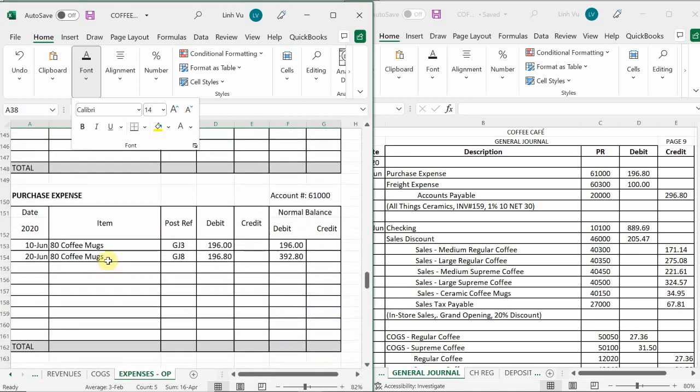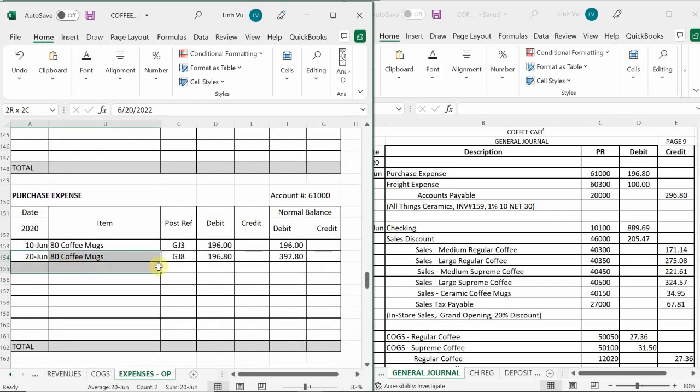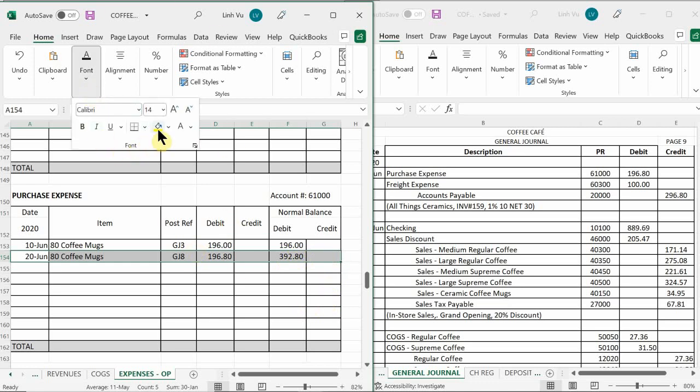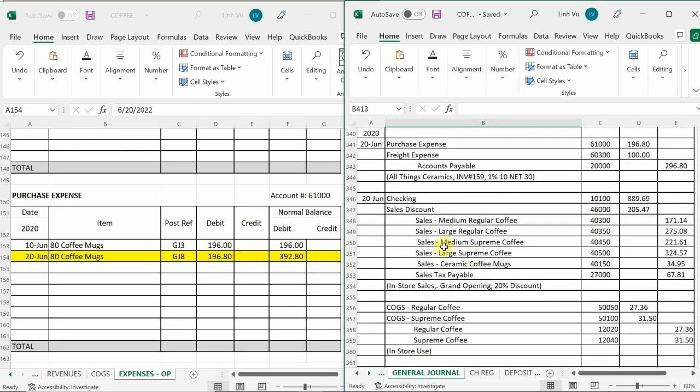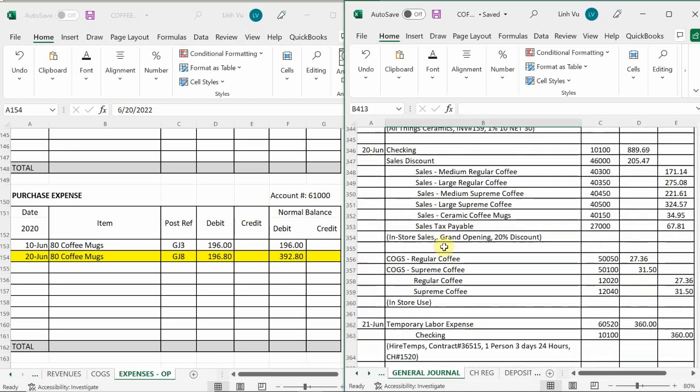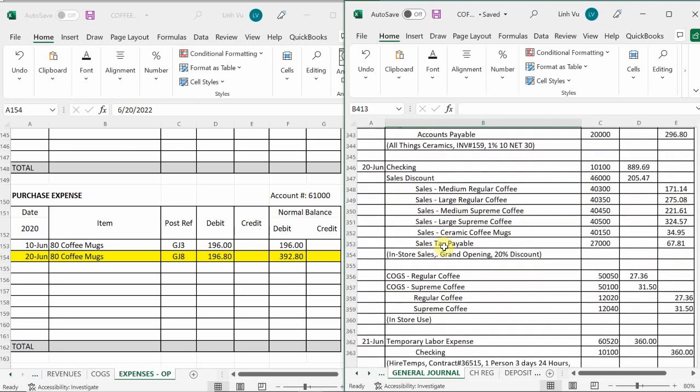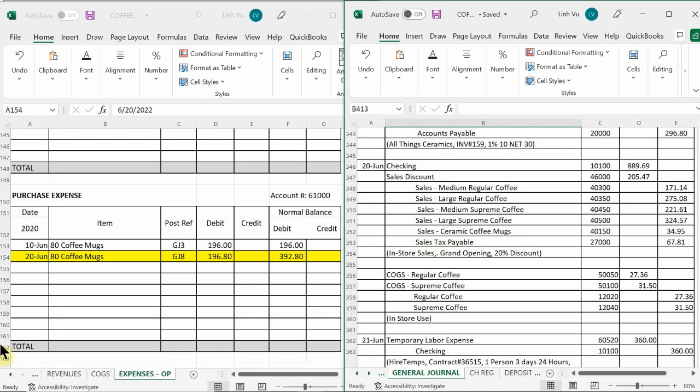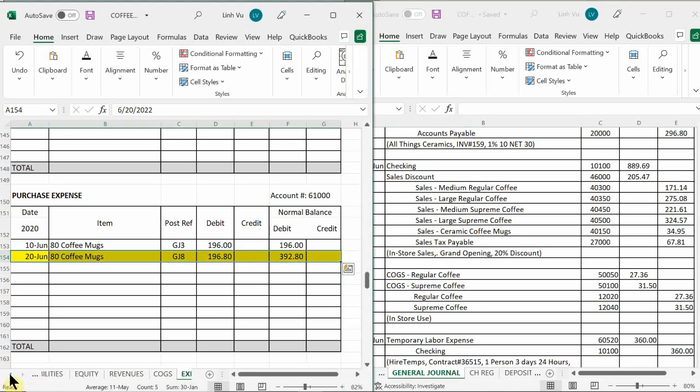Purchase right here. Purchase expense for $196. Okay, $196.80. So good. It is there. Okay. And then we had some more sales. Okay, so more sales. So checking first.